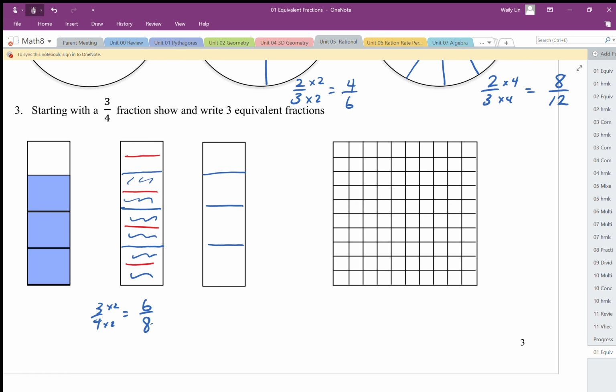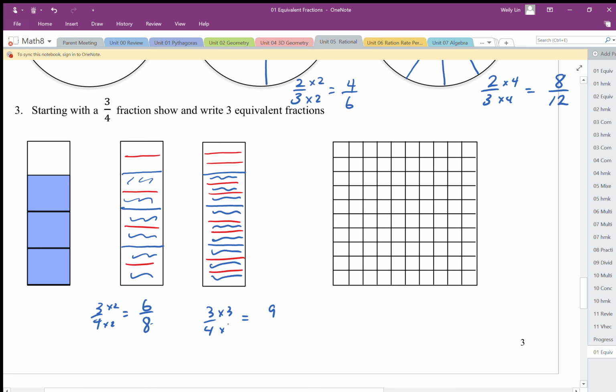I can do this into groups of 3. So groups of 3, groups of 3, groups of 3, groups of 3. Groups means multiplication, so I went from 3 parts shaded to groups of 3, or 9 parts shaded. And I have to do the same with groups of 3 for the whole parts, and I get 9/12 as an equivalent fraction.